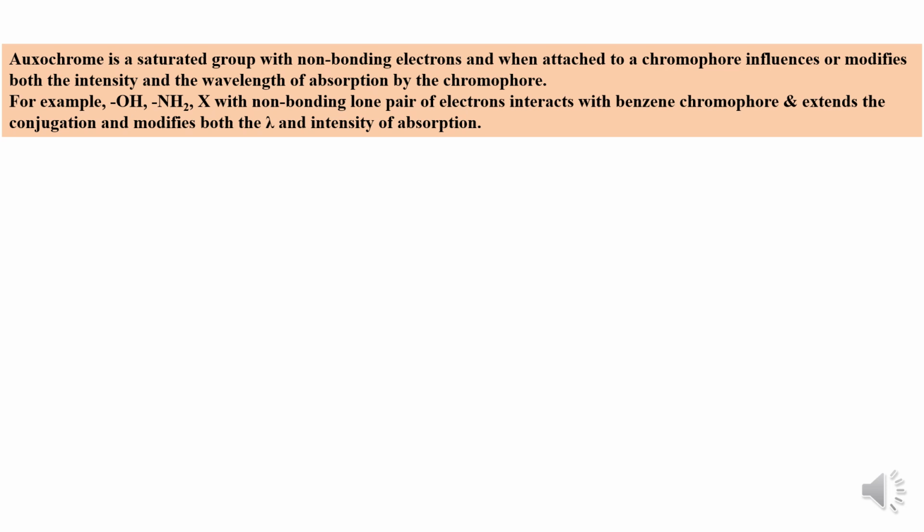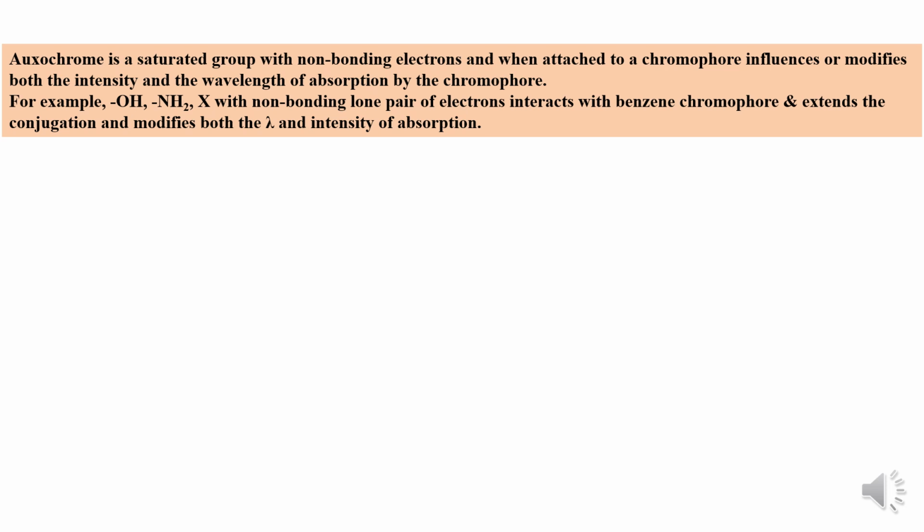Now let's talk about the auxochrome. An auxochrome is a saturated group or a substituent with non-bonding electrons, and they do not have characteristic absorption of their own, but they can modify the absorption of a chromophore. That is, when the auxochrome is attached to a chromophore, it can modify the absorption of the radiation by the chromophore. So it can influence both the intensity of radiation being absorbed as well as the wavelength of radiation being absorbed by the chromophore. Some of the regularly encountered auxochromes are the hydroxy group, amino group, and halo group.